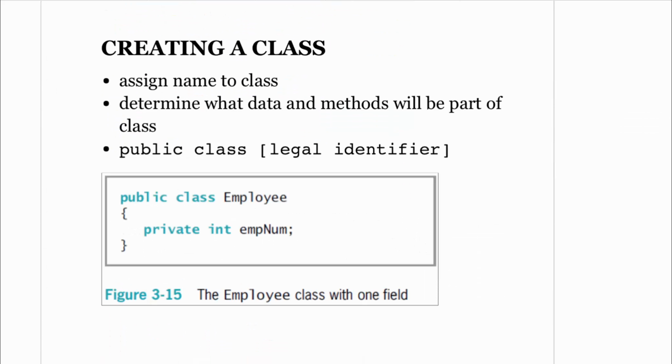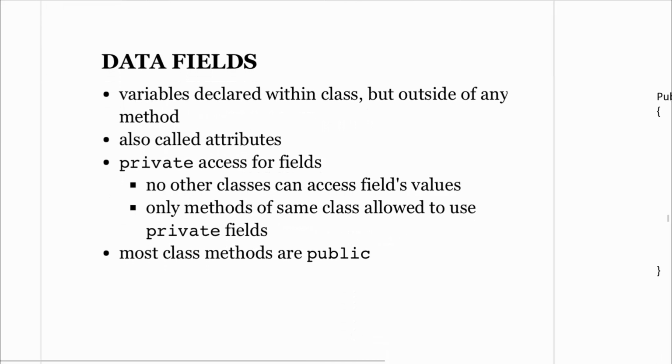Now, like we already know, you can actually create classes, and the way you create a class is by assigning a name to a class, and then you can determine what data and methods will be a part of that class, and that's totally up to you. And then you just follow the naming convention of naming a class. So you have the word public, you have the word class, and then any legal identifier in order to name that class. So that's something that we already know, right? We've already been creating classes, but something that we don't know is what are called data fields.